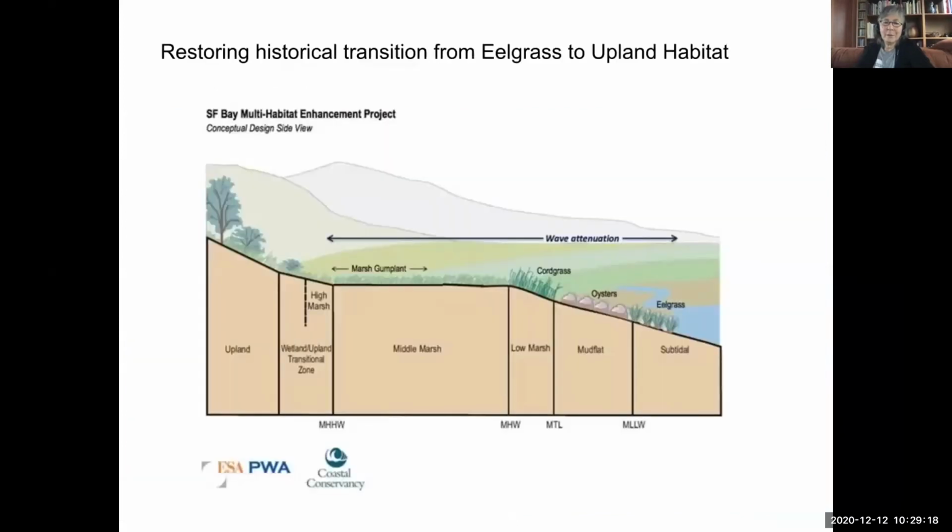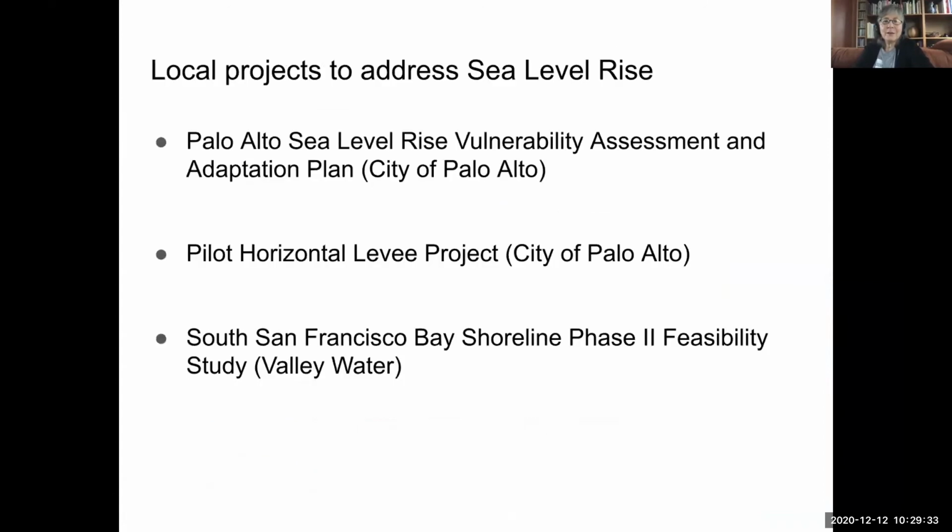One of the plans is to try and create more of our old, historic zonation with upland habitat. I'm hoping we can do a lot of that. We're going to have to find a lot of sediment, that's one issue. But here are 3 projects we're just going to briefly mention, 2 of them in Palo Alto. One of them is a plan that's being created, and one's an actual pilot project.